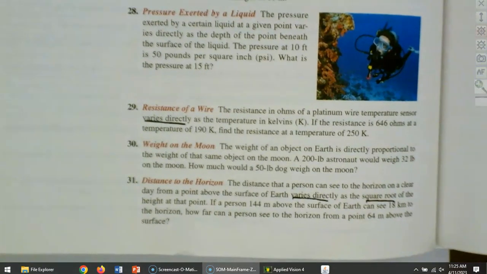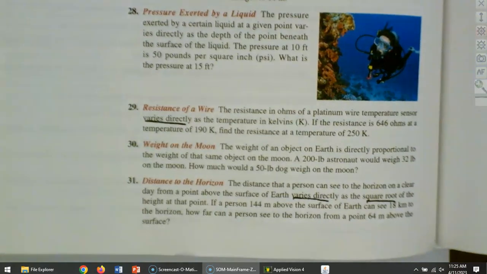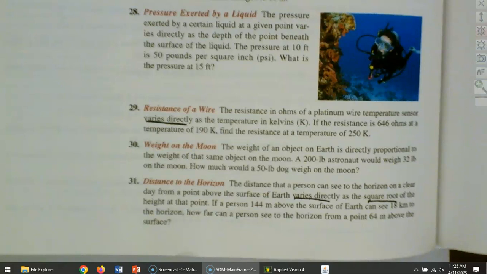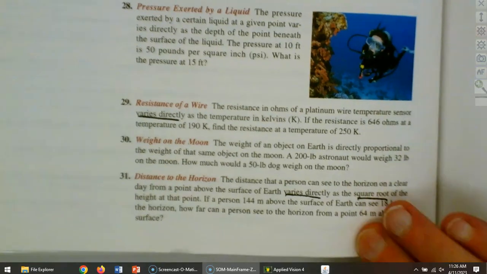Okay, so what do we know? Well, if you're on the top of a tall building, you can see a lot further than you can on the ground, right? And it's not just a direct variation, it's a direct variation to the square root. So how much you can see, it varies directly as the square root of the height. So what is it going to look like now?